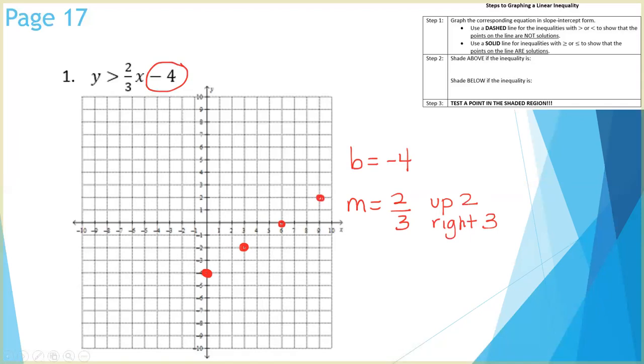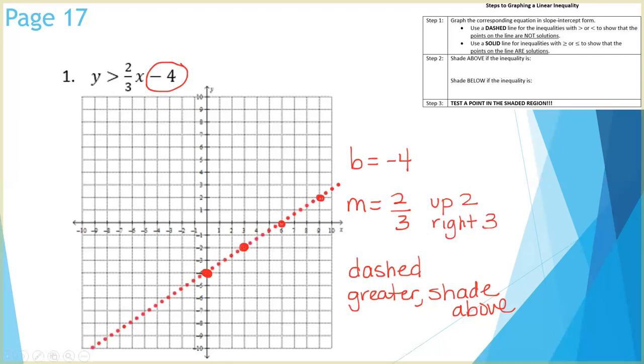Now for this example, this does not have an equal to line. So if you go back to the beginning of the lesson, when it doesn't have the equal to line underneath, it's a dashed line. So we're going to graph a dashed line. And this is greater than, so we're going to shade above. So let's draw our dashed line first. And then we're going to shade above the line.